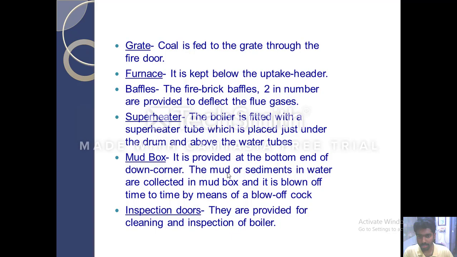It consists of baffles. The fire brick baffles, which are two in number, are provided to deflect the flue gases. Superheater: the boiler is fitted with a superheater tube which is placed just under the drum and above the water tubes. It consists of a mud box. It is provided at the bottom end of the downcomer. The mud or sediments in water are collected in the mud box and it is blown off from time to time by means of a blow off cock. And inspection doors are provided for cleaning and inspection of the boiler.